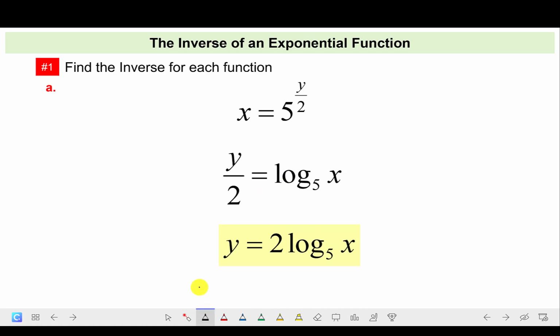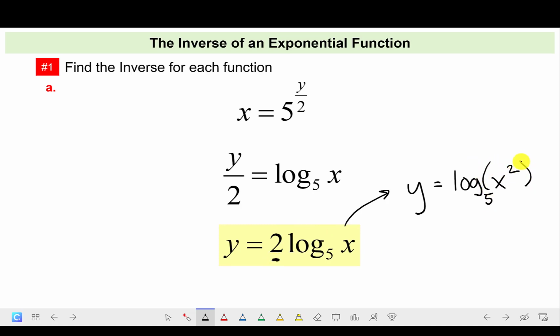Now, one thing I did want to point out, and this might even show up in the key for our worksheet, you may see something like this, and this is a property that we haven't learned yet, but we will learn and prove, okay? You may see this and this 2. Where did the 2 go?